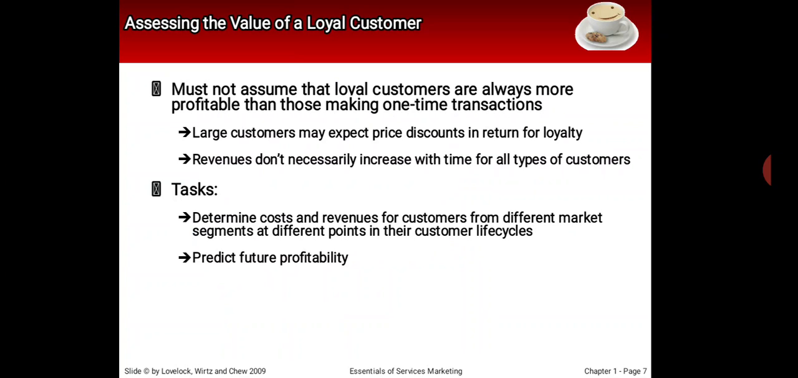If the customer is longer with you, then they try to demand loyalty rewards, as well as discounts. So this kind of issue is there. So loyal customers are not always profitable in all situations.